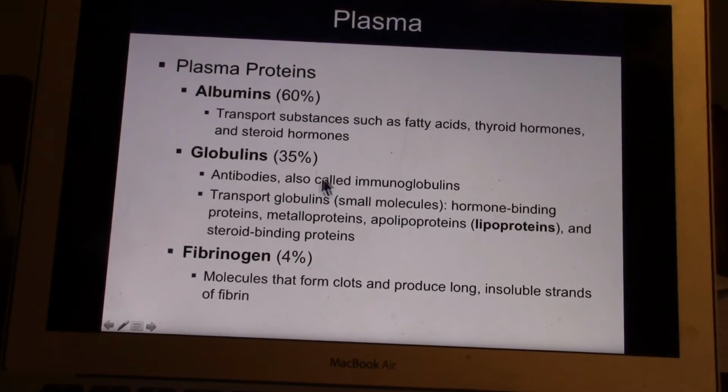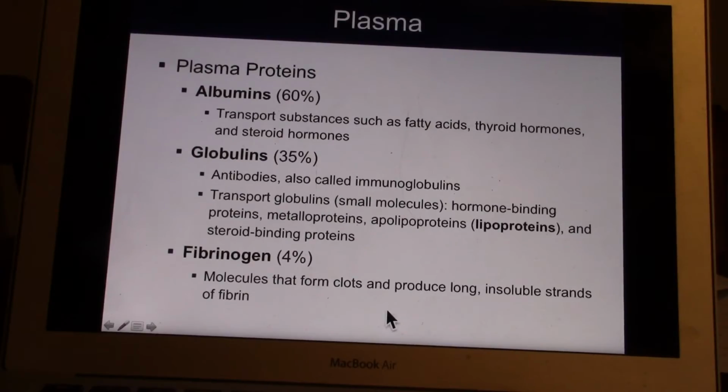Notice that the globulins, which are about 35%, are also transport proteins, and so there are transport globulins as well. They hook onto things, especially hormones and specific lipoproteins and steroid binding proteins, things like that, to keep them in your bloodstream and traveling around for long periods of time.